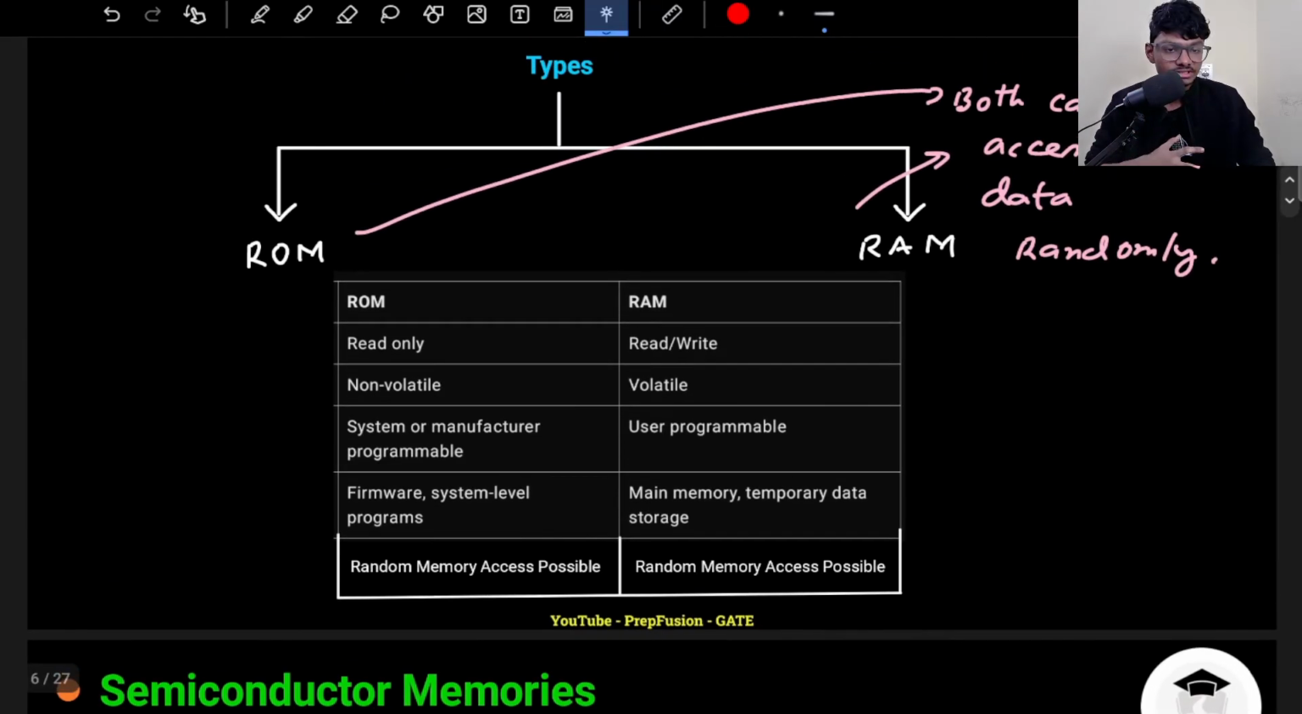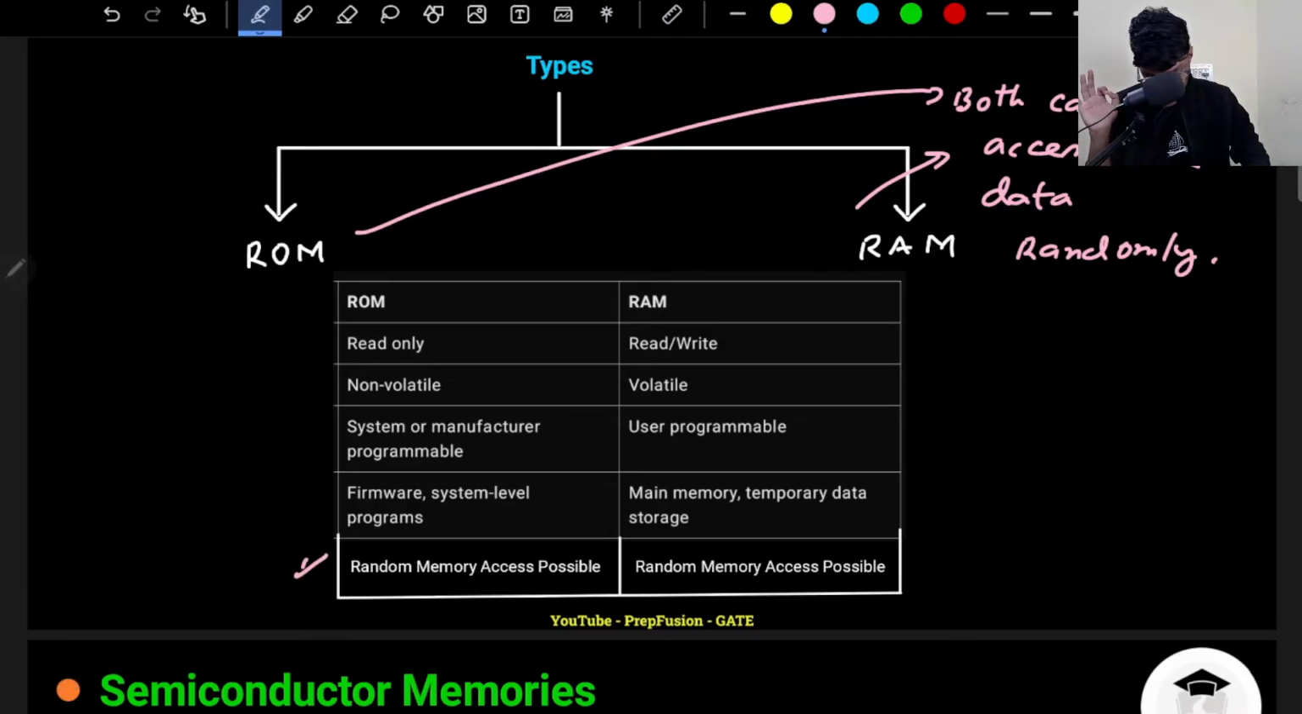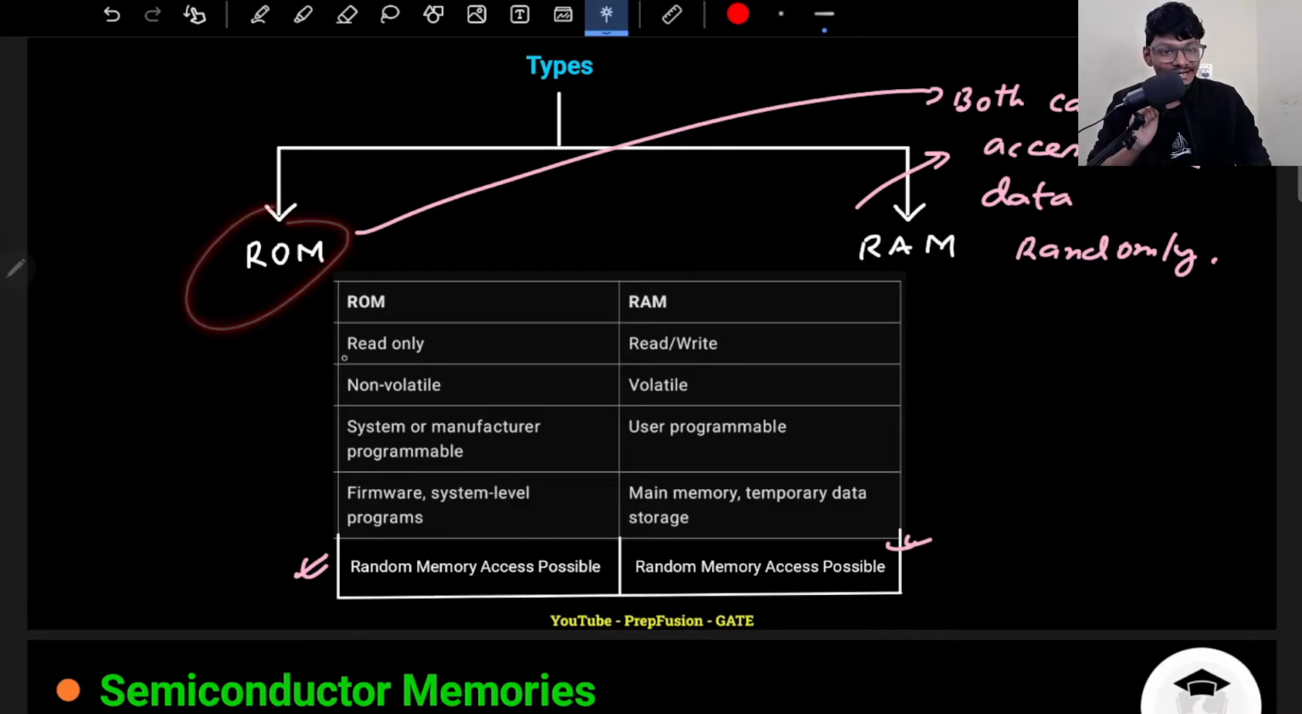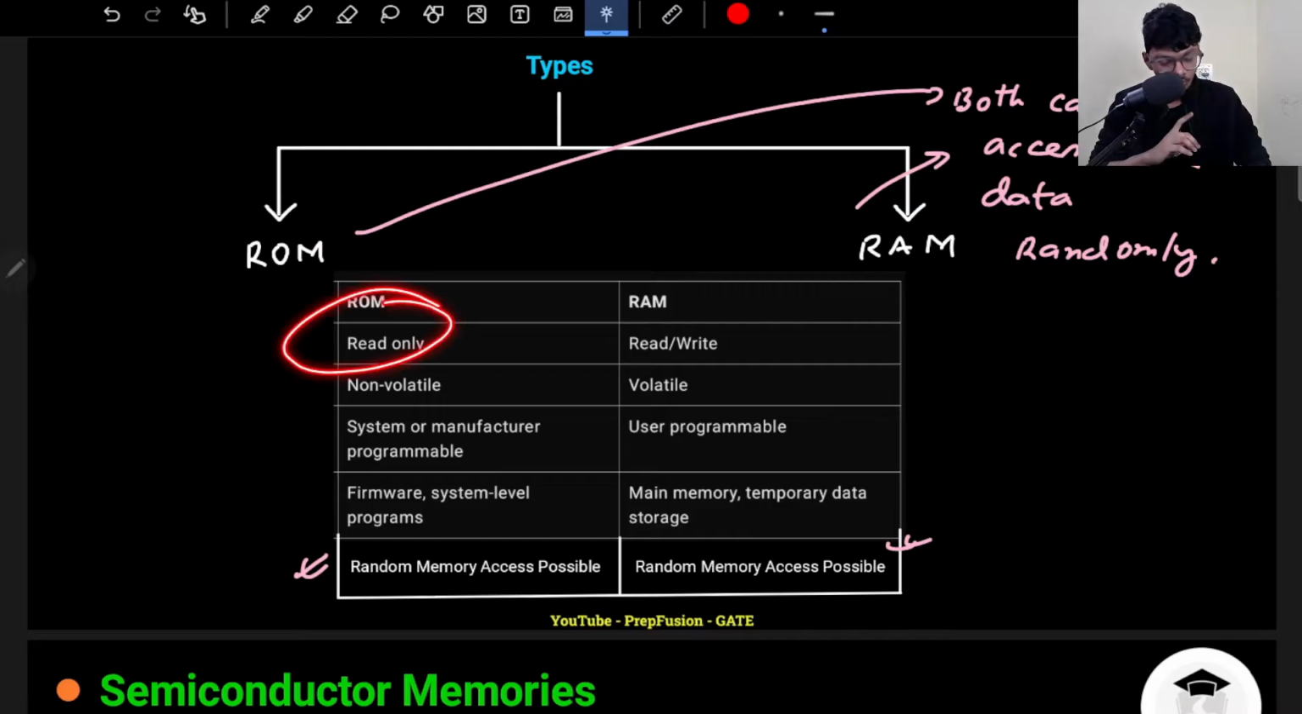Now I will come to the differences between RAM and ROM. Both are random access only. This point is written in the last point basically. Now, ROM is read only. We can only read the data from it. We cannot write it. There are a few types of ROM in which we can write as well, but mainly we use it for read only purpose.